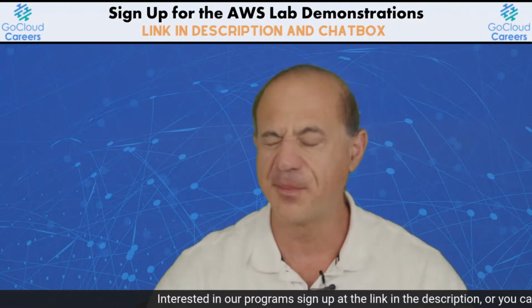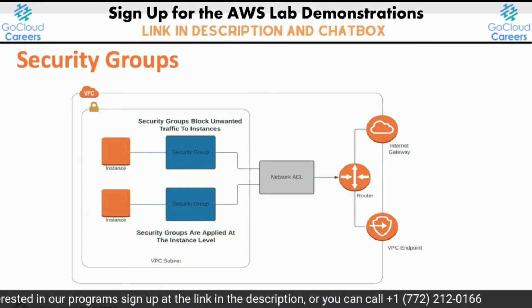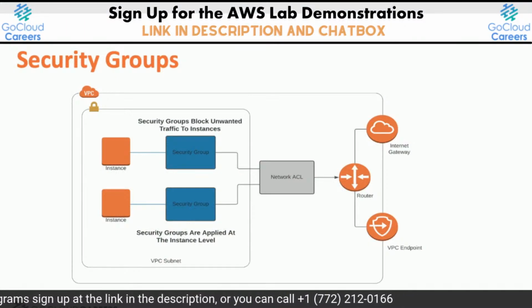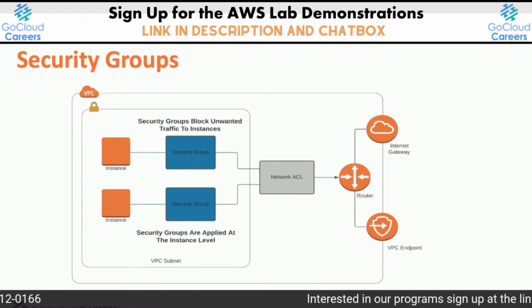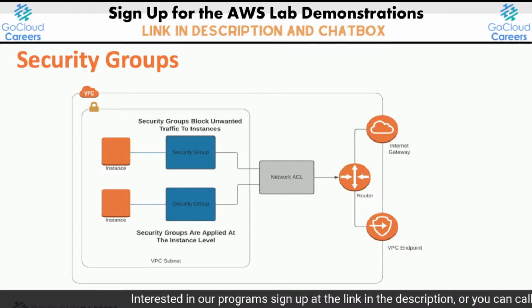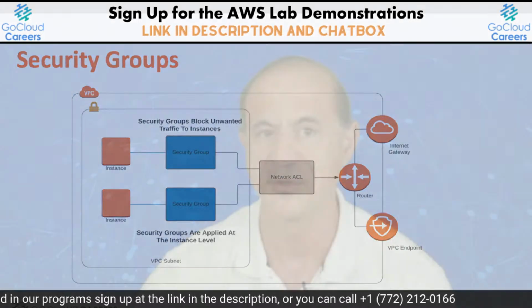So let's go back to this diagram. What are we really talking about here? We're talking about the following. We've got our network access control list protecting the subnet and our security group protecting our hosts, our virtual machines, our instances, or any name that we choose to call it.